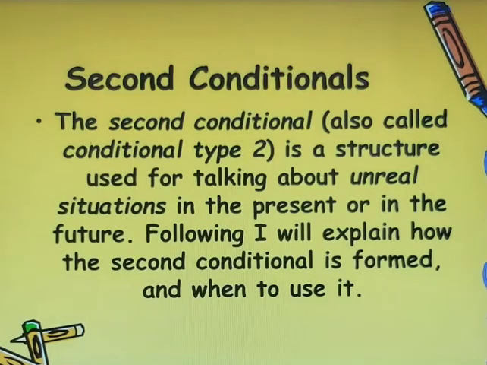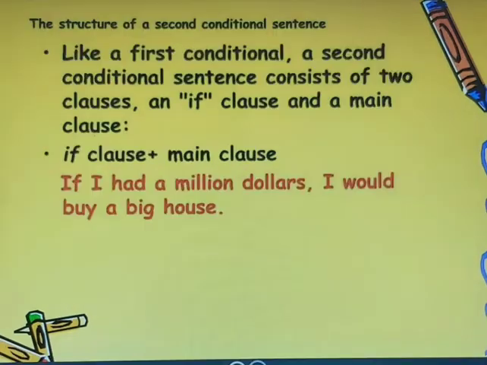Second conditionals. The second conditional is a structure used for talking about unreal situations in the present or in the future. Following, I will explain how the second conditional is formed and when to use it. Like a first conditional, a second conditional sentence consists of two clauses, an if clause and a main clause. The structure is if clause plus main clause.